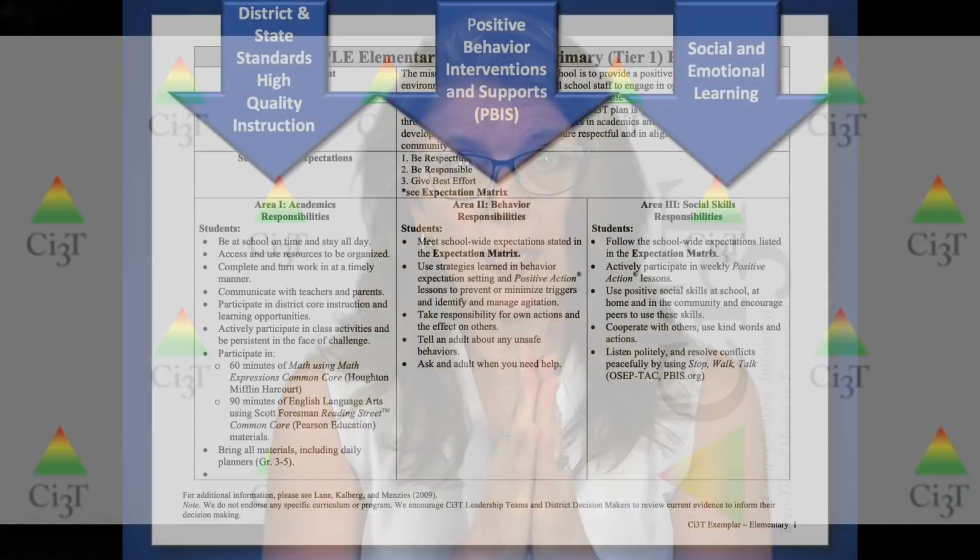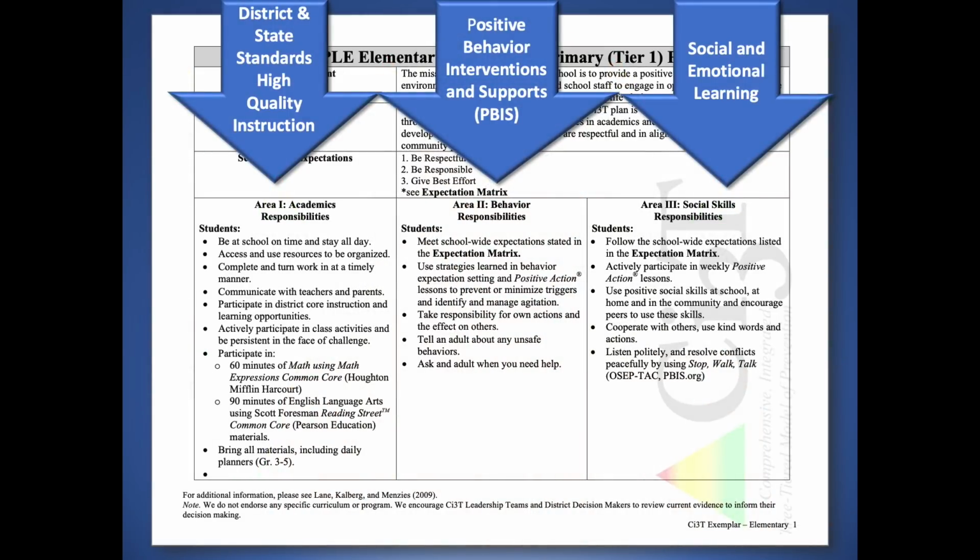So there are instructional programs and curriculum goals for academics and social skills domains. And then there's positive behavior interventions and supports. PBIS is the behavioral framework within the Ci3T model. And that's intended to help them gain the instructional time that they need by creating a school-wide set of expectations with opportunities to practice and receive feedback and reinforcement for meeting those expectations.